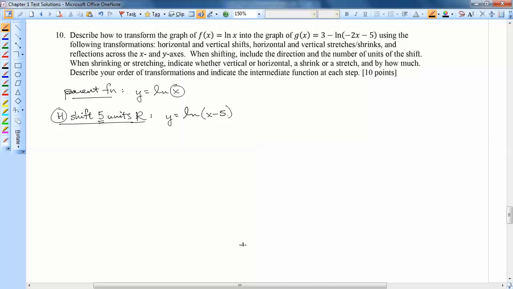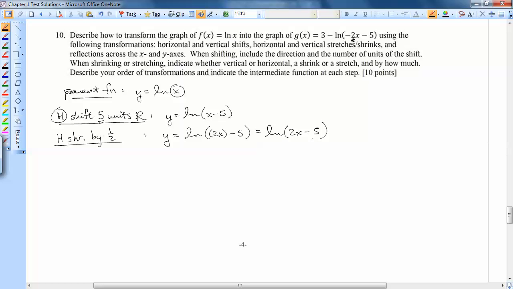Okay, so let's see. Why don't we do a horizontal shrink now? That's that 2 right here. If I do a horizontal shrink by 1/2, then what that's going to do is replace my x with a 2x. So y ends up being ln of 2x minus 5. You don't distribute that 2 because all I'm doing is replacing the x. Any horizontal shift or shrink or stretch, you just replace the x from your previous function. So that's the same thing as if I took away those inner parentheses, 2x minus 5.